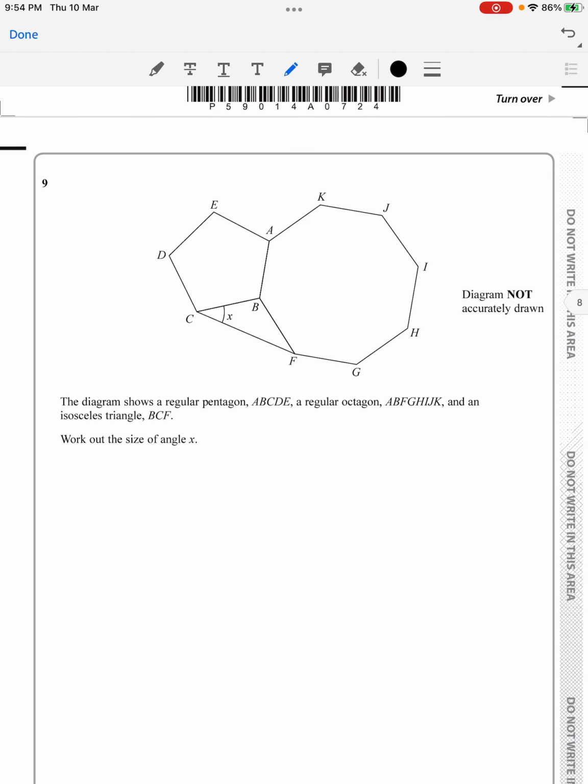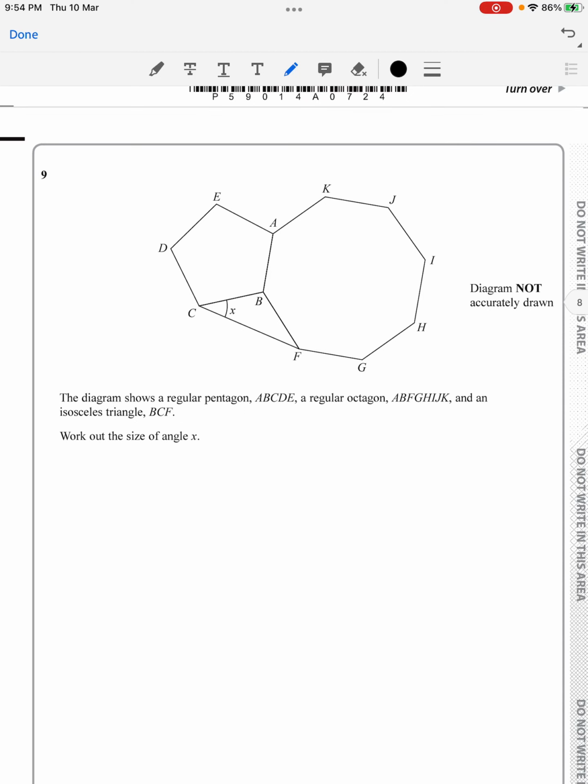Next question. The diagram shows a regular pentagon ABCDE, a regular octagon ABFGHIJK, and an isosceles triangle BCF. Now work out the size of angle X.